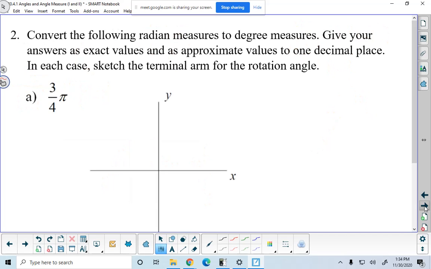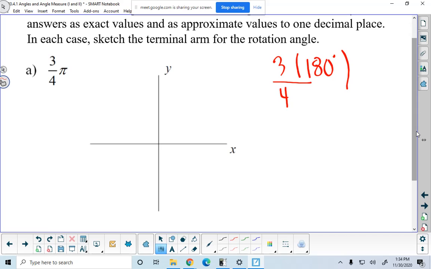All right, 2, convert the following radian measures to degree measures. If you want to use a ratio here, you can, but I think it's very awkward. Instead, you simply do the following. It's 3 pi over 4, but pi is 180 degrees. 3/4 of pi means 3/4 of 180. Now, before you calculate that, some of you already have, I know, but, well, let's calculate it.